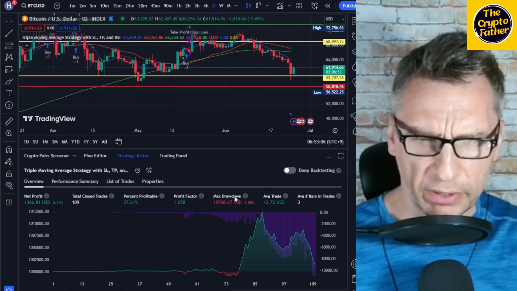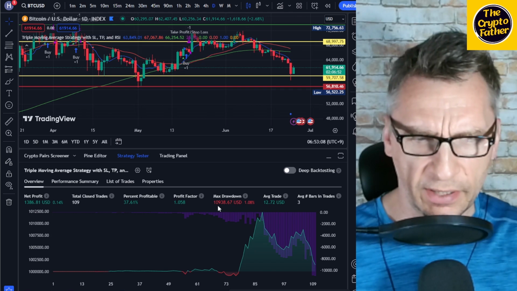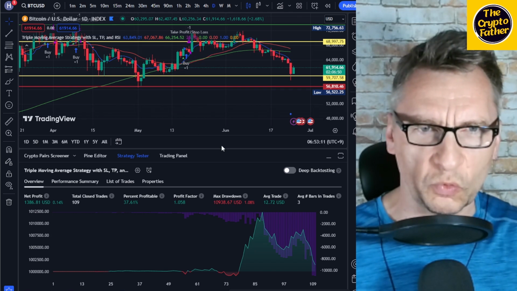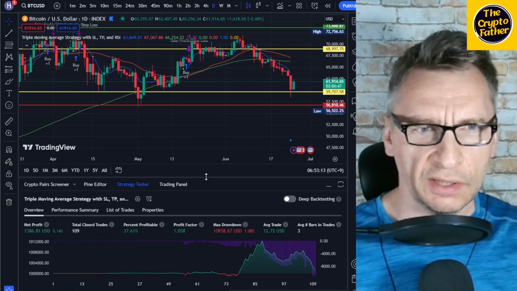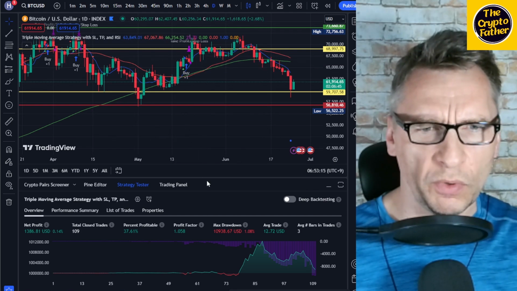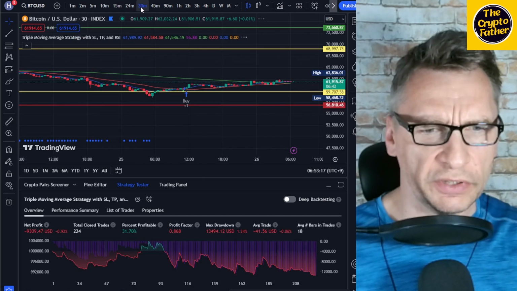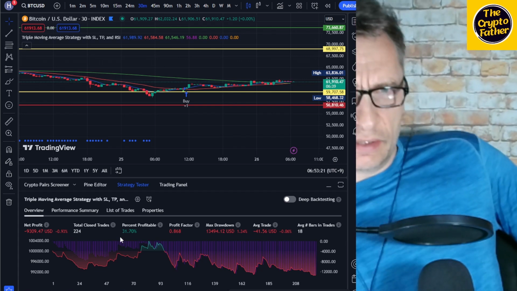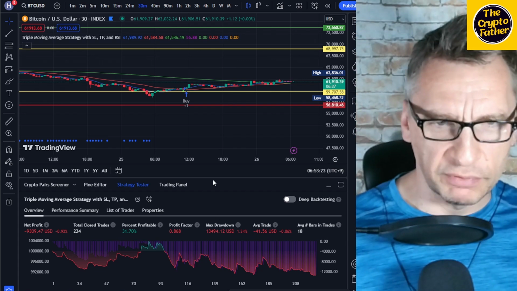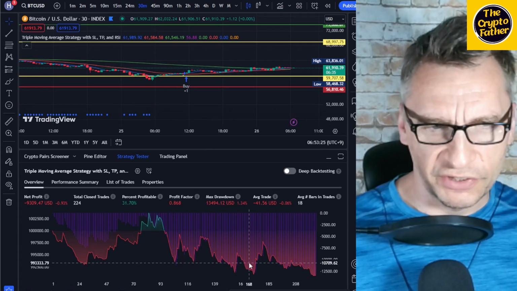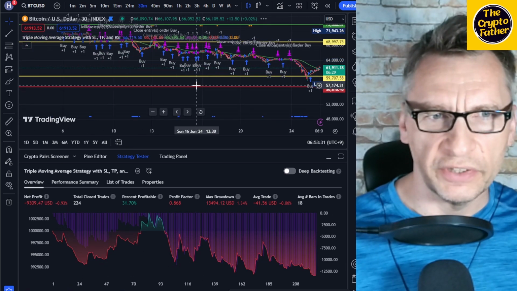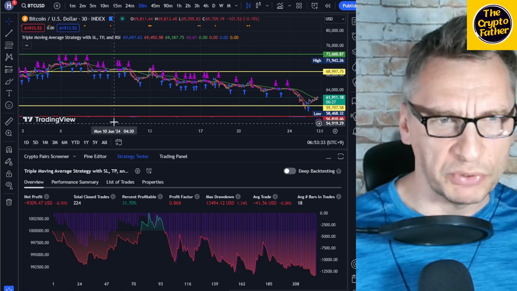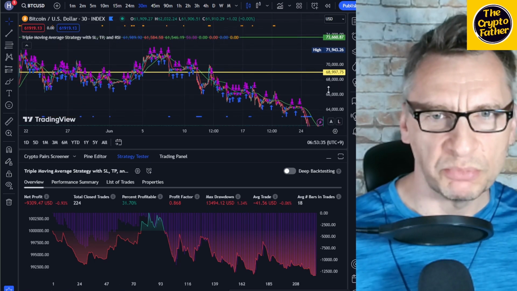this worked out fine, but the max downturn is $10,000, so that's not the greatest result. This is on the 1 day though. Let's have a look at a smaller time frame. Yeah, overall this is a pretty bad result on this strategy. Let's have a look on a 30 minute. It's only 31% profitable. Yeah, that's pretty bad.